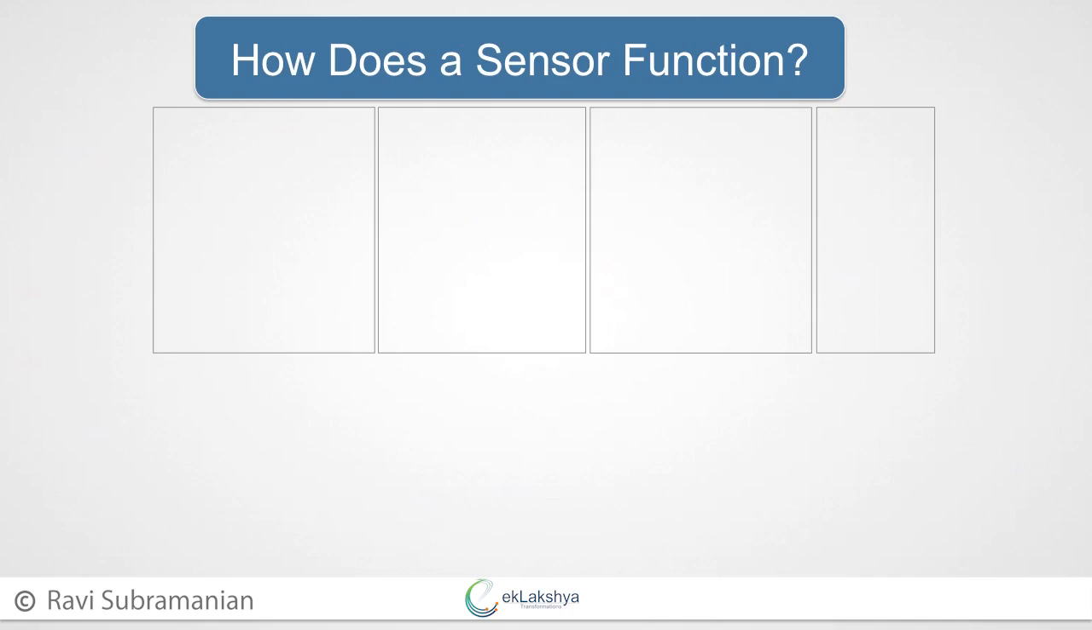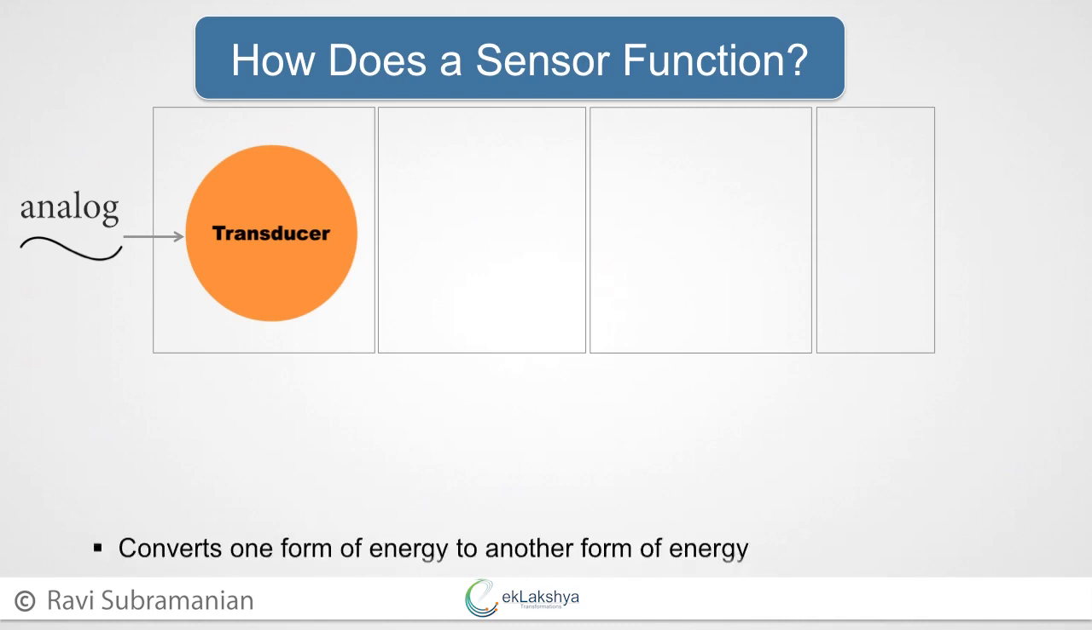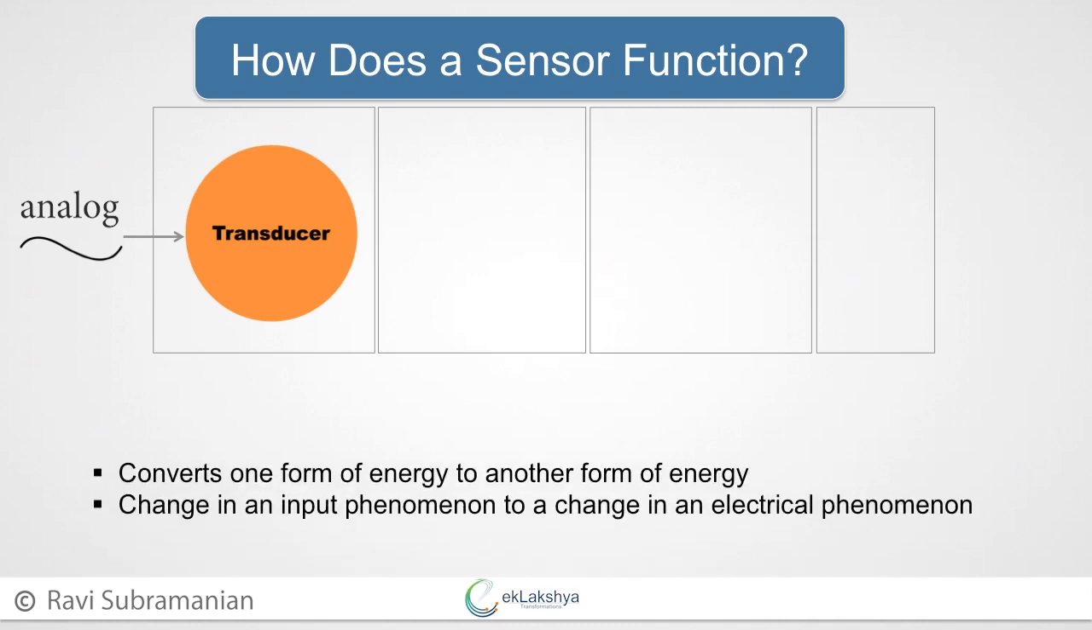Let us look at how a sensor functions. As an input, the signal from the real world is typically analog, as we've seen earlier, and an analog signal needs to be converted to an electrical signal for processing by digital systems. So the first component that is used in the process is a transducer. A transducer is one that converts a form of energy into another form of energy. The transducer that is used in a sensor converts the analog signal into an electrical phenomenon. It could convert the voice into an electrical output.